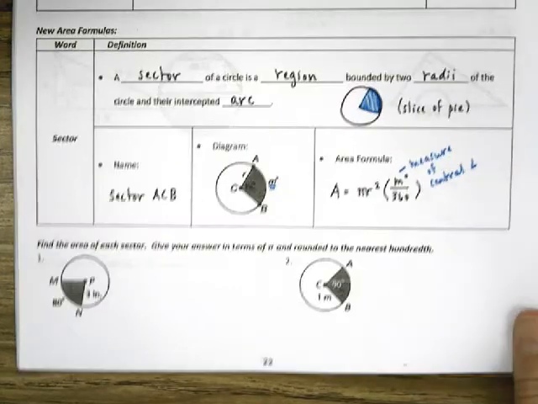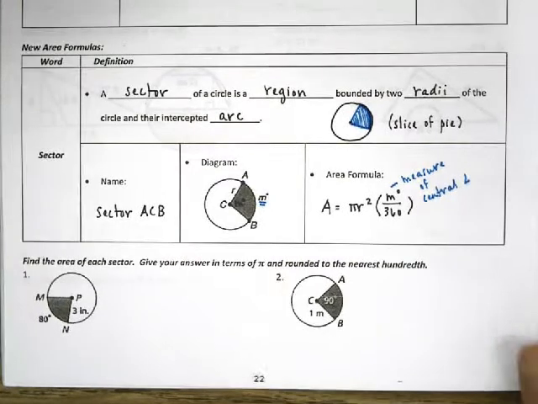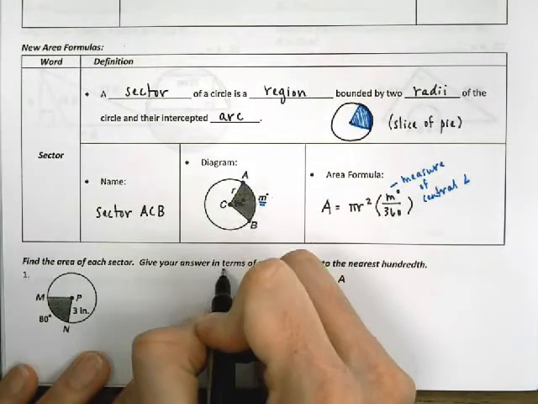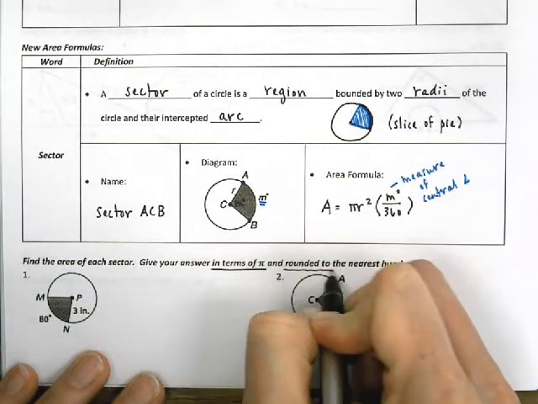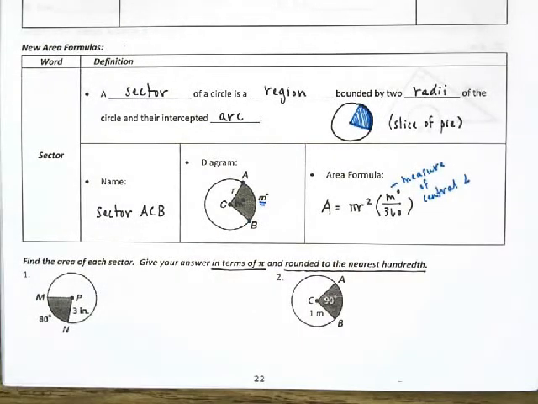Okay, so let's look at a couple of examples here. So for number 1, we want to find the area of the sector. It's going to ask us to give our answers 2 ways. So we're going to leave 1 in terms of pi, and then we're also going to round to the nearest hundredth. So we're going to have two answers here. And again, as with all the other areas, I'm going to need to see your work. I'm going to be really firm in this chapter that if I don't see work, then you're not getting credit for that problem. I need to see your setup.